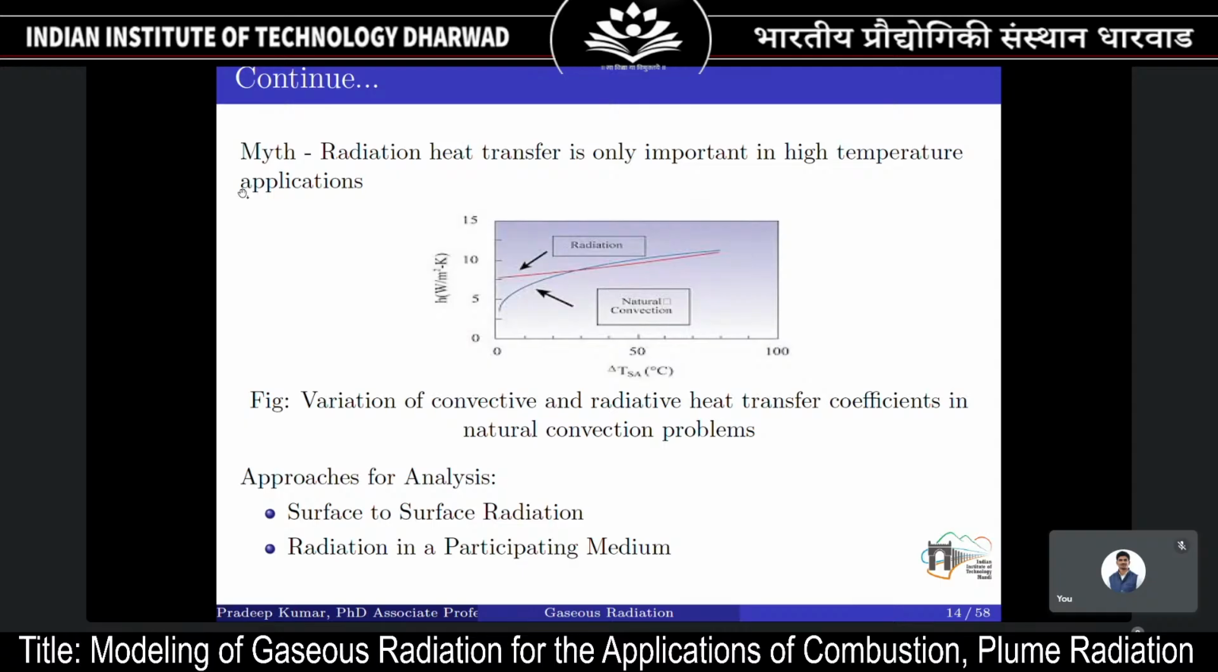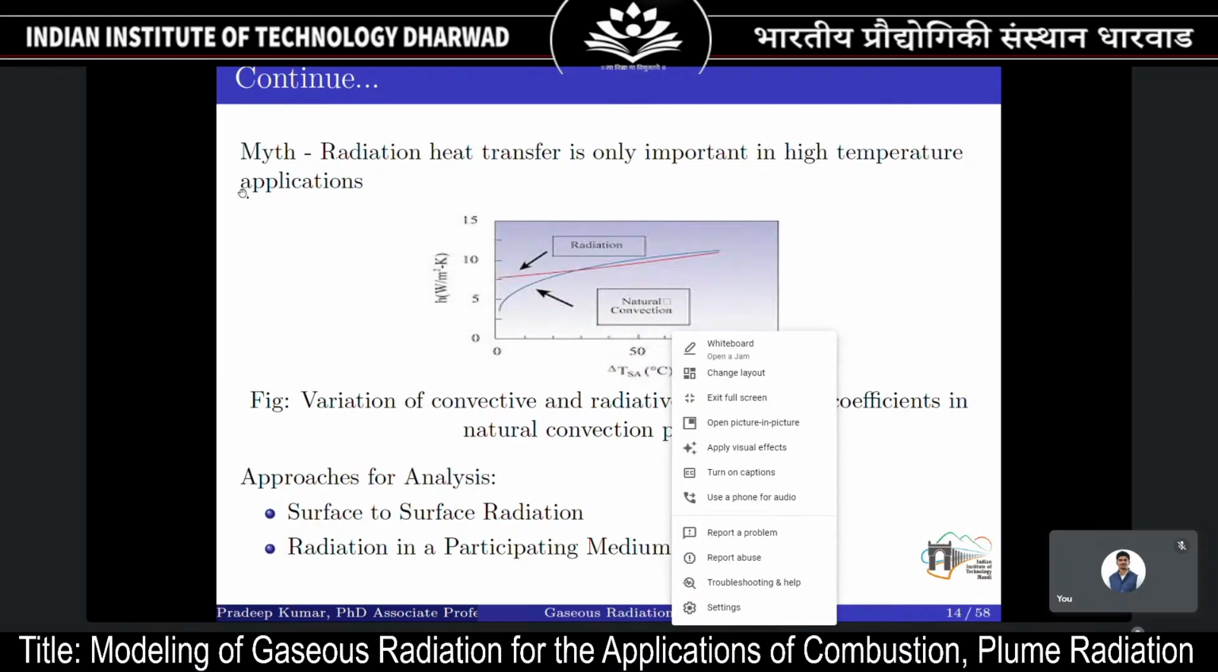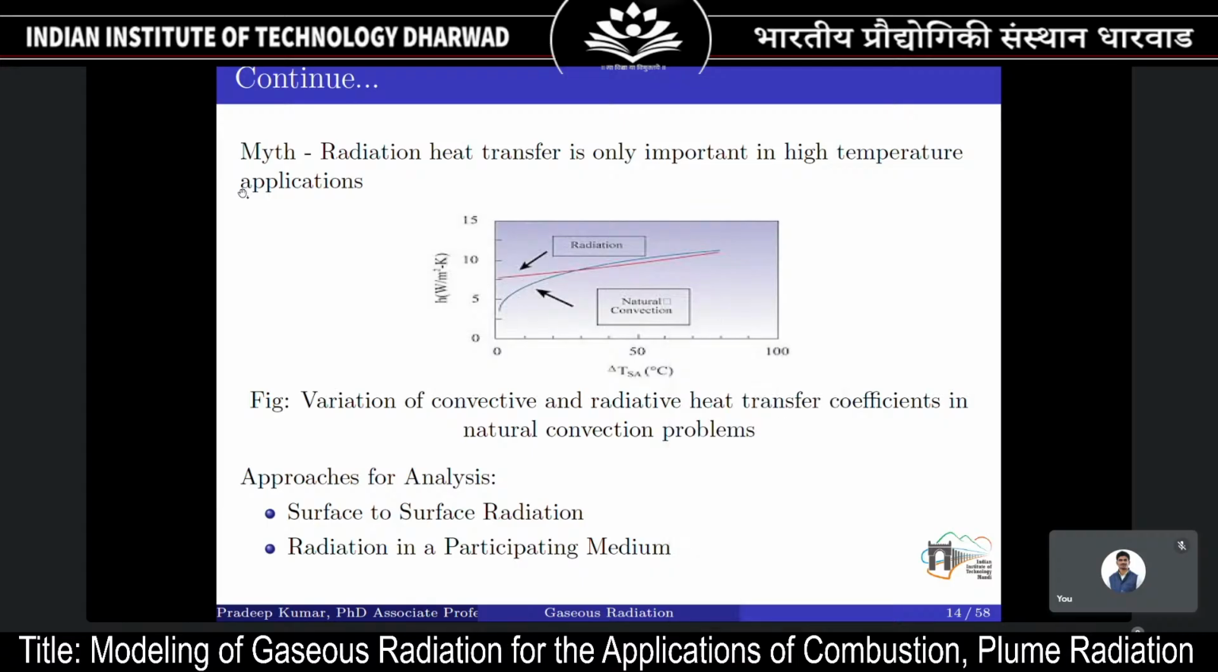If you look at natural convection around room temperature, with a small temperature difference, and you calculate the radiative heat transfer coefficient analogous to the convective heat transfer coefficient, the radiation heat transfer coefficient is still high. With an increase of the temperature difference, its contribution is almost equal to the convective heat transfer coefficient. So whenever you do natural convection, you cannot ignore radiation. If you ignore the radiation mode of heat transfer, you introduce about half of the error, and it may lead to a significant blunder.